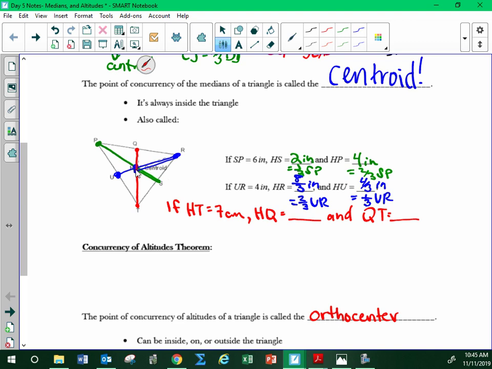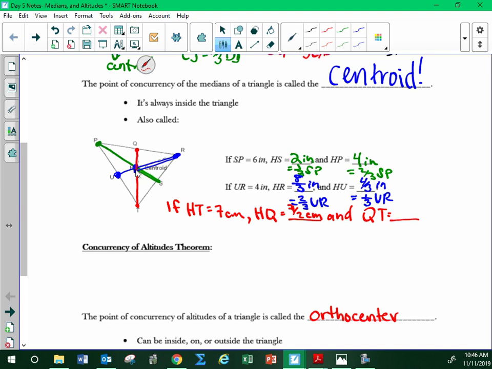Okay, doesn't matter which one you fill out first. I think it's easier to do HQ and then QT. There's a couple ways you can go about this. So HT, which is my 2/3 chunk, 2/3 of the whole thing is 7. Then how much is HQ, the 1/3 chunk? 3.5. Good, I'm going to leave it as a fraction, 7 halves. 3.5 centimeters.